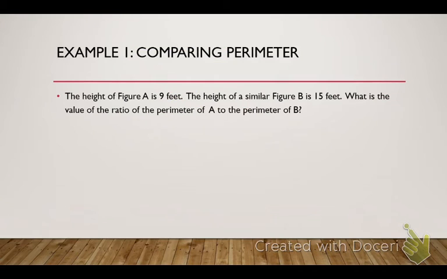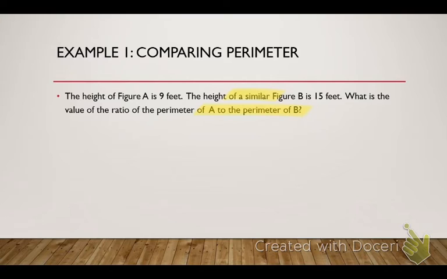Okay, now the values are hidden in this explanation. The height of a figure A is 9 feet. The height of a similar figure, ding, ding, ding, that's my hint that I can use ratios because they are similar. Figure B is 15 feet. What is the value of the ratio of the perimeter of A to B? That's important too, because that tells me the order of my ratio. All right, go ahead and try to write your ratio on your notes.